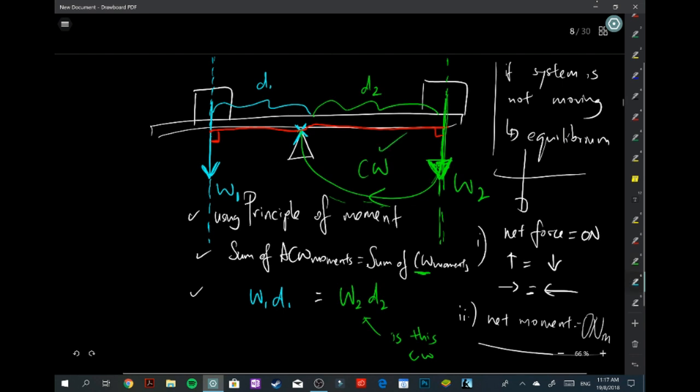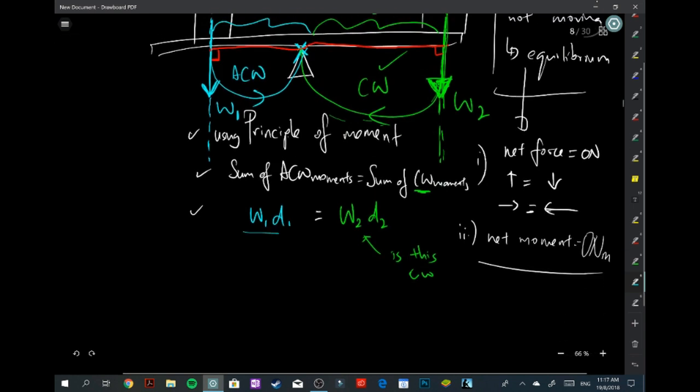We'll do the same for the blue one. Connect it to the pivot. Following the direction, it is anti-clockwise. So this is how you do it. This is how you present your working.